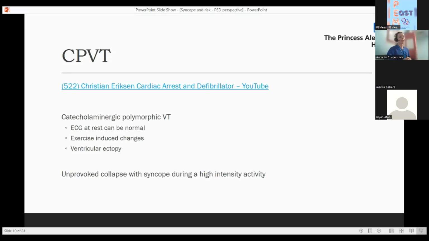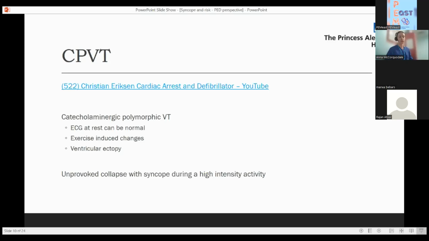The important thing about this one is it really does all pivot around the history, because the ECG at rest can be completely normal. You might at best see some ventricular ectopy, but you see that in a lot of children. The changes are only really induced under the strain of catecholamines. So usually exercise or something that massively raises your heart rate, so a shock.